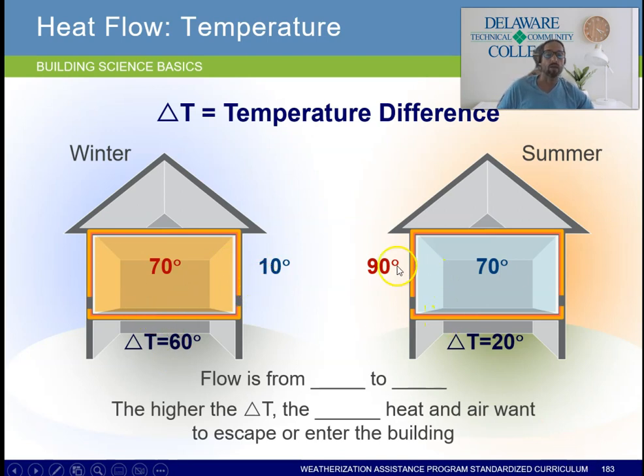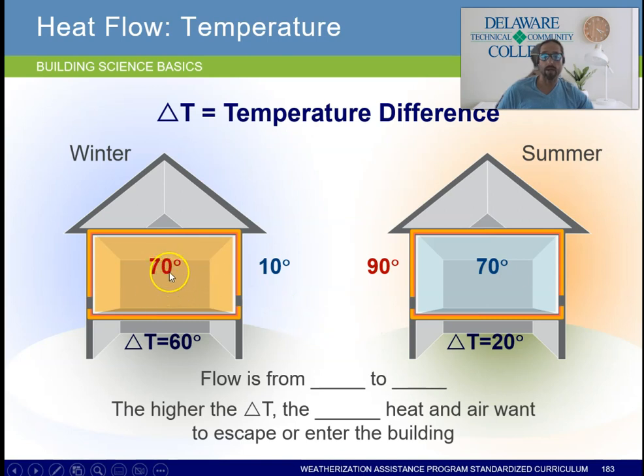Easy. Here, 90 outside, 70 inside. Our delta T is 20. Okay? So what's the point? The point is the higher your delta, all else being equal, the more heat is going to flow through the surface. Okay? So let's look at this example.